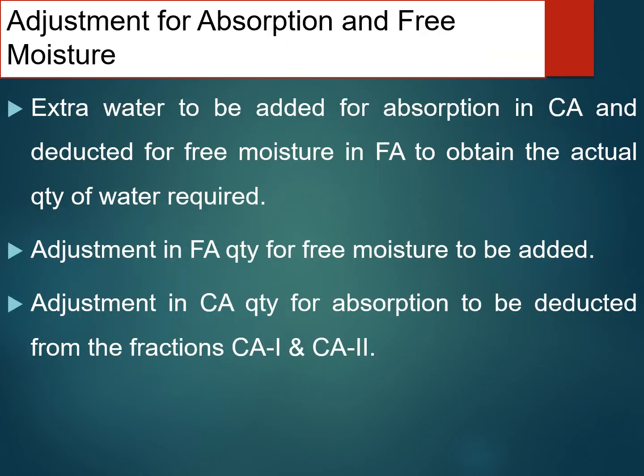Adjustment for absorptions and free moistures. Extra water to be added for absorption in coarse aggregates and deducted for free moistures in fine aggregate to obtain the actual quantity of water required. Adjustments in fine aggregate quantities for free moistures to be added. Adjustment in coarse aggregate quantities for absorption to be deducted from the fractions CA1 and CA2, that is 10 mm and 20 mm.